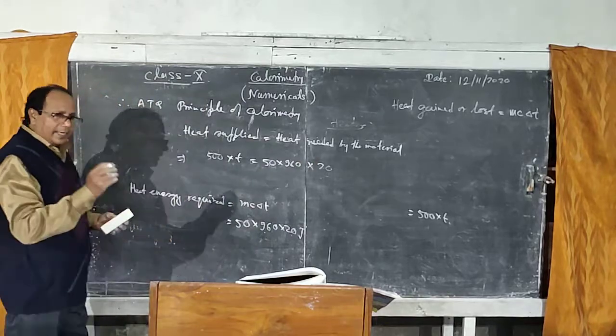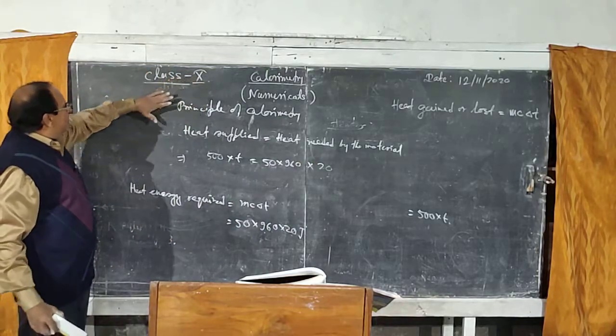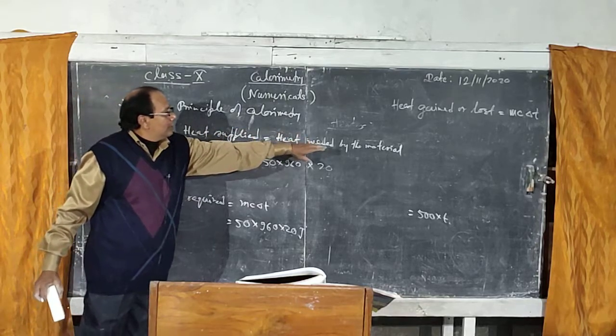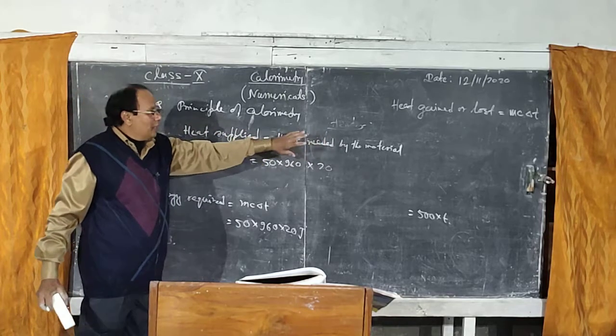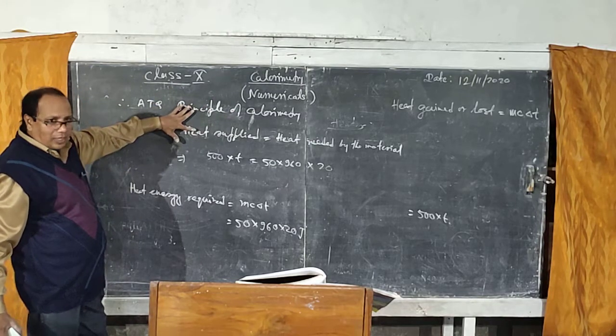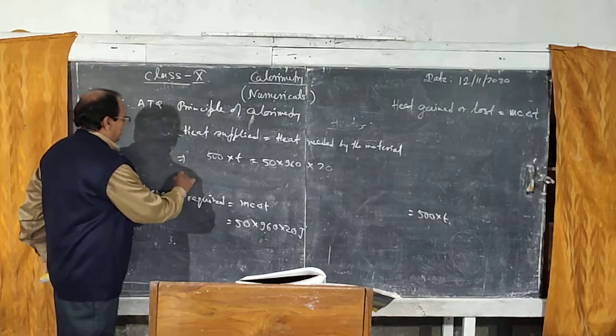In exam, if time does not permit, don't write both 'according to principle of calorimetry' and 'heat supplied by heater equals heat energy required by the material'. You can write either the principle of calorimetry or this line. In exam, don't write both lines, it is not necessary.